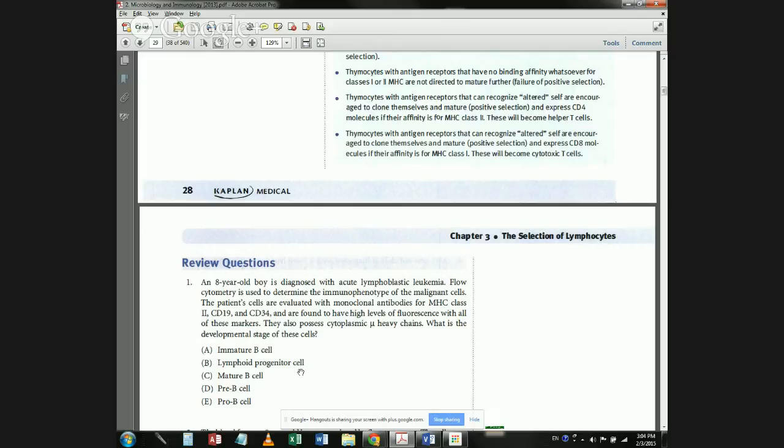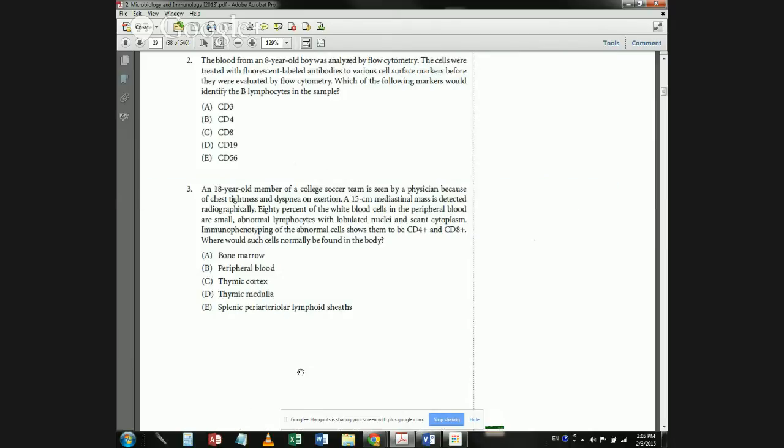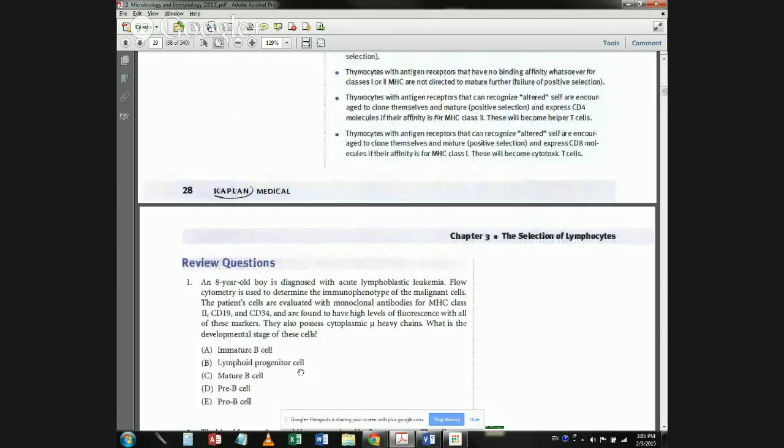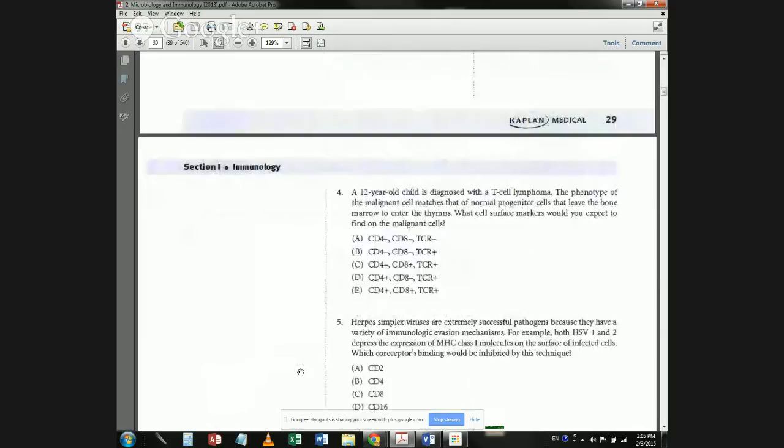Let's see, what do I have? Oh, hello, there it is. Pre-B cells, pro-B cells, mature, no, that would not be in the bone marrow. Lymphoid progenitor, well, we are fairly developed. Immature B cell, no. I'd have to go with pre-B cells. Let's look it up. That was D.